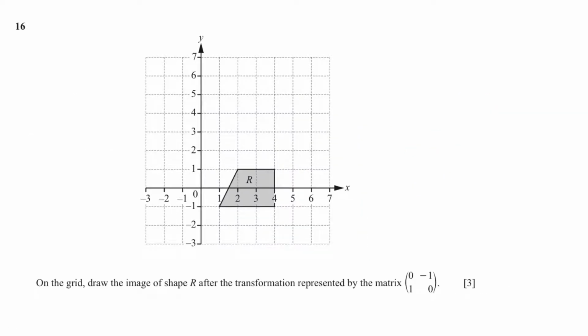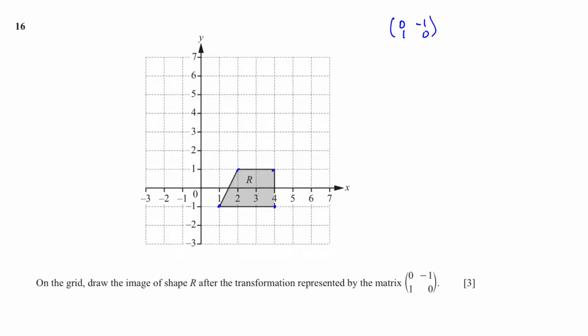In question number 16, we have been given a shape. On the grid, draw the image of shape R after the transformation represented by the matrix 0, -1, 1, 0. For this question, first write down the matrix, and then multiply it by the points of the trapezium. There are 4 points, write down the points.